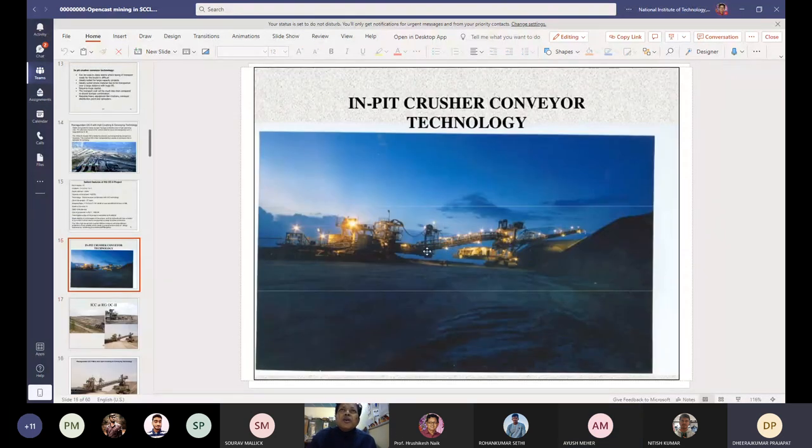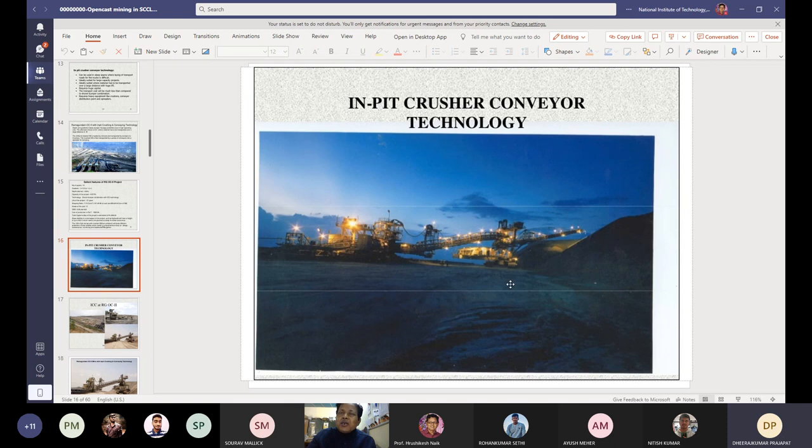Yes, sir. So here the in-pit crushing and conveying technology diagram is given. Just see how it is being done. After the material is crushed, it is fed to the belt conveyor system, and the belt conveyor system takes the material and feeds it to the spreader, and the spreader will carry the material and spread it on the dump yard. So this is the series of equipment you are going to use in the in-pit crushing and conveying technology.